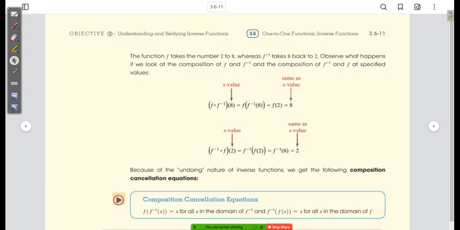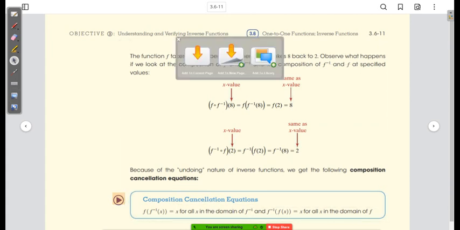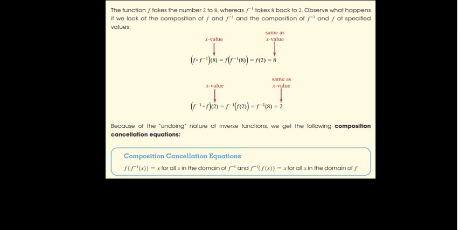Alrighty, so here's a nice mouthful: composition cancellation equations. To be honest with you, I'm pretty sure I say this literally maybe two times a semester whenever I teach this class. Whenever I do inverse functions, I never just say composition cancellation equations in my head. All right, but what is a composition cancellation equation? Let's start at the top because the author wants to start here instead of down here first, so there's probably a reason for it.